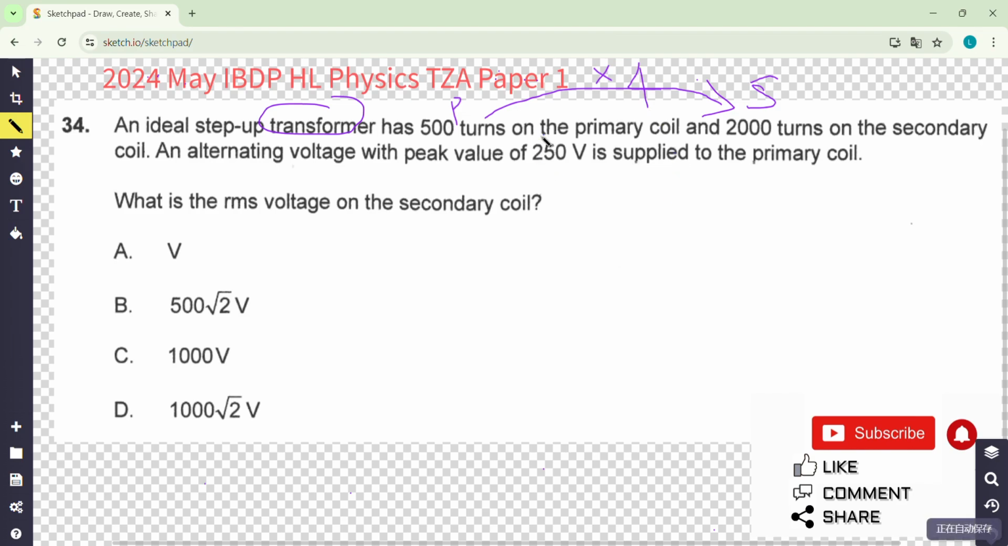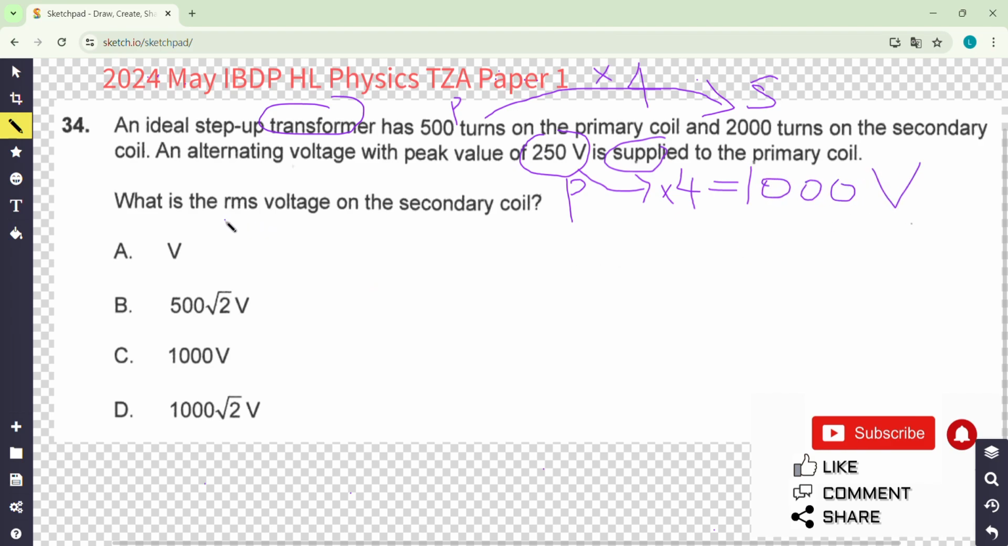Okay, so this one is the input, the primary. So the secondary should be 250 times 4. It will become 1000 volts in the secondary. But look at the question.